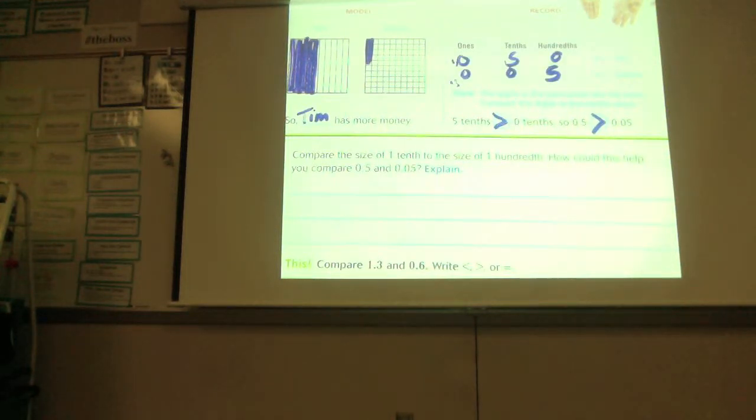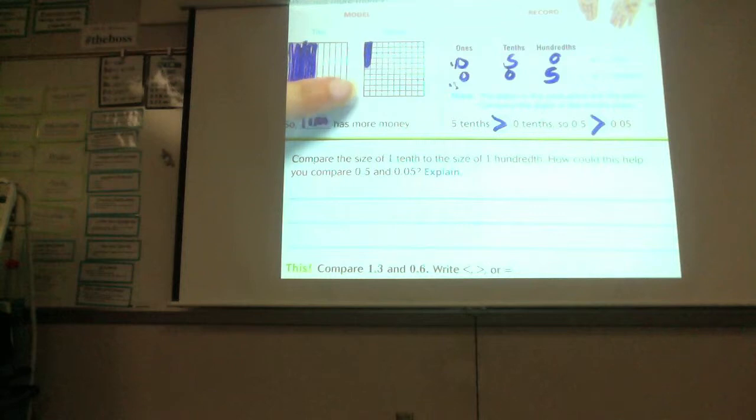Explain how being able to see the size of one of these compared to one of these helps you compare 5 of them to 5 of them. All right, go ahead and write in words how that helps you. The 10th size is huge compared to the 100th size. So 5 of these is definitely going to be greater than 5 of those.